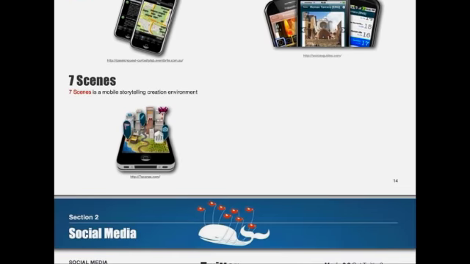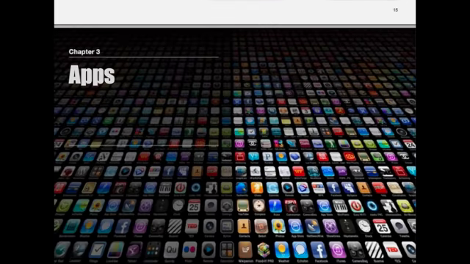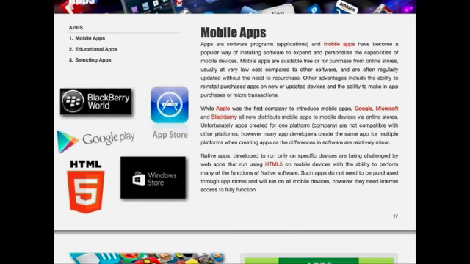Then finally, there's other uses of mobile devices, such as social media, Twitter being one of the more popular ones, but of course you've got Facebook and other social media tools whereby students can quickly and easily share information amongst each other about what they're learning.